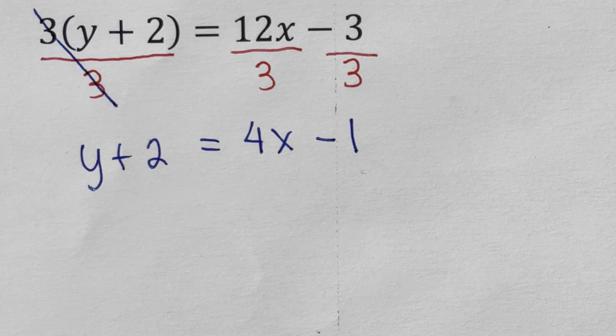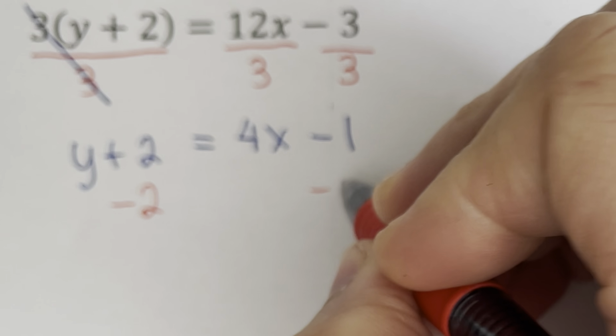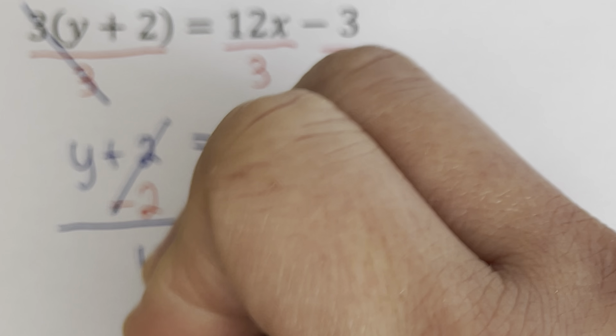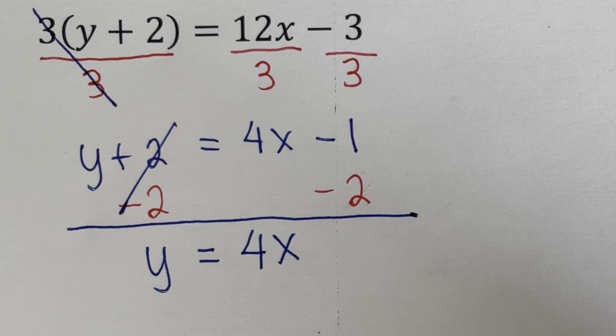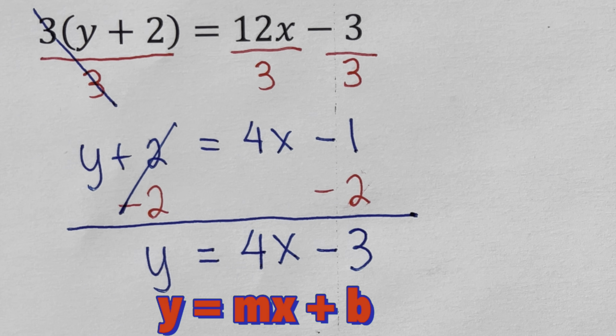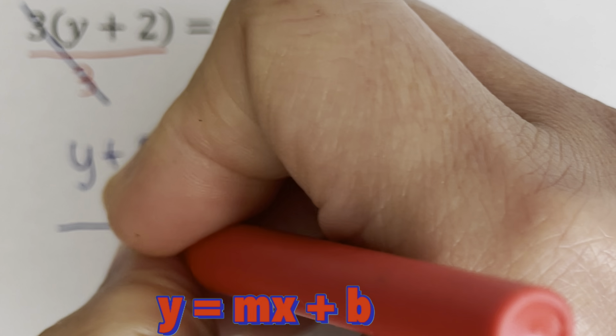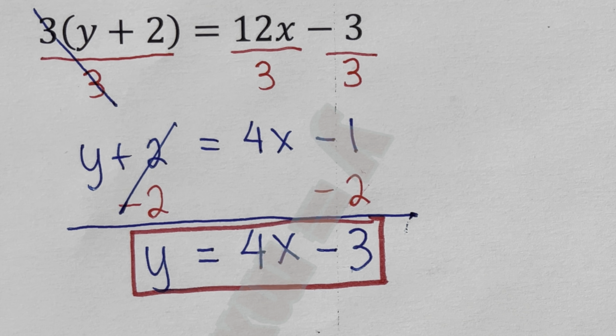So then we have a 2 on this side right here, so we need to get rid of it. We can go ahead and subtract 2 since it's a plus 2. So minus 2 and minus 2. Then we are left with, we can cross this out, y on the left side, and that is equal to 4x. Negative 1 minus 2 is negative 3. As you can see here, this is already in slope-intercept form, or y equals mx plus b form, where our m is 4 and our b is negative 3.